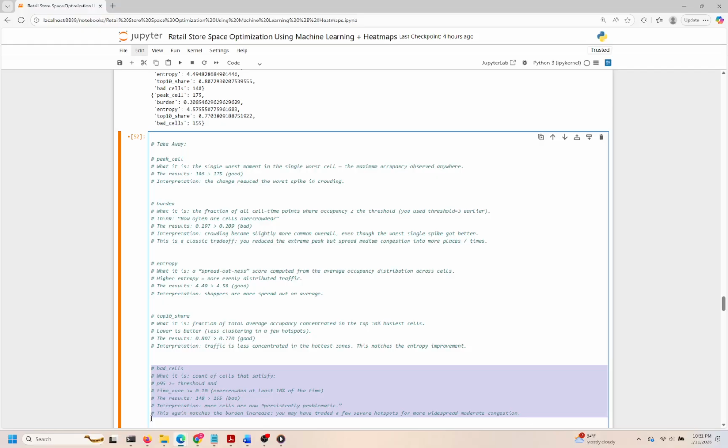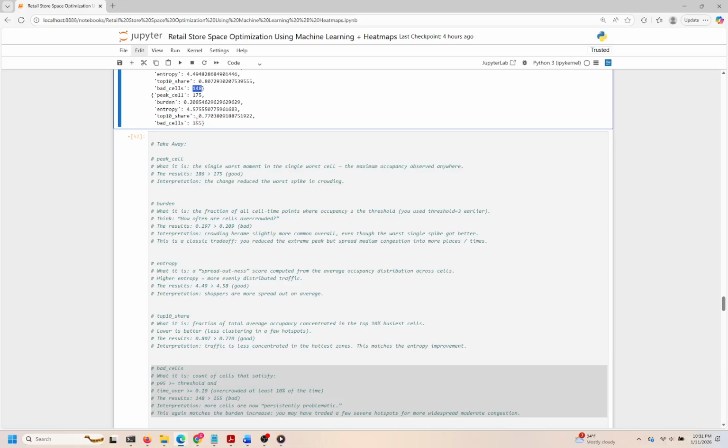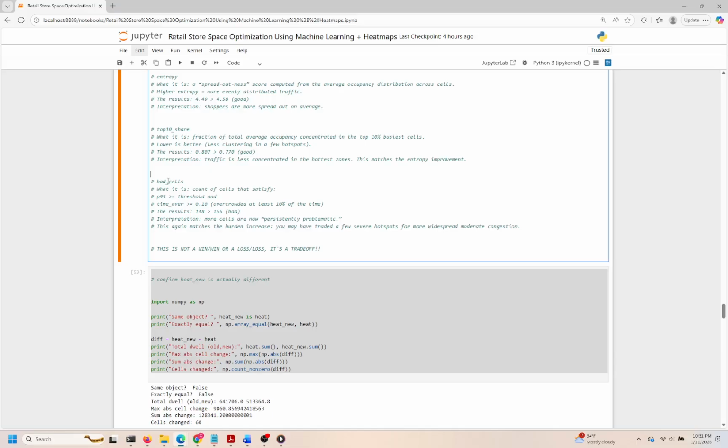Finally, we assess the bad cells count, which identifies the number of cells that remain overcrowded for significant periods. Unfortunately, this metric has risen from 148 to 155, suggesting a trend where more areas are displaying persistent crowding issues. This echoes our burden results, reaffirming that while we've tackled severe cases, moderate congestion has become more widespread. What we observe here is not a simple win-loss situation, but rather a nuanced trade-off.